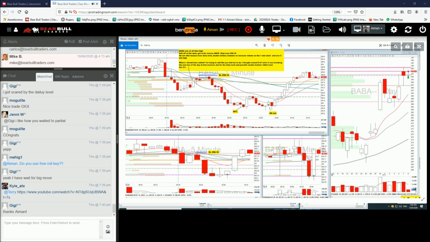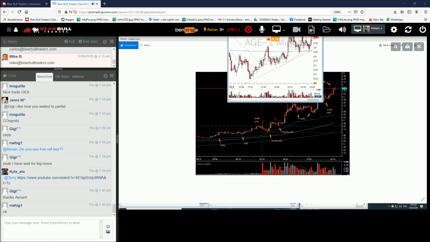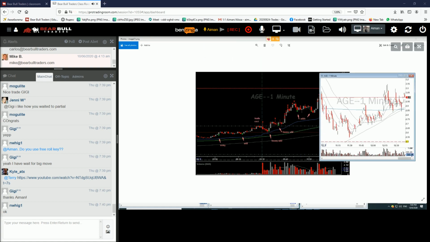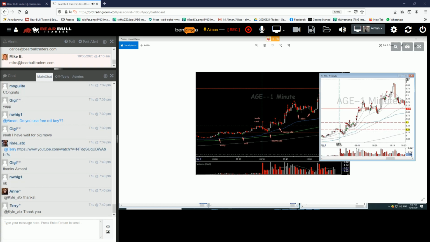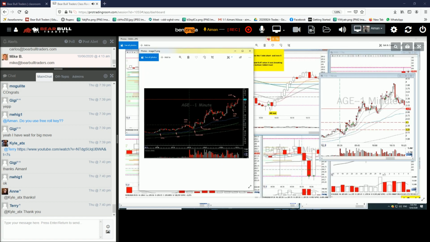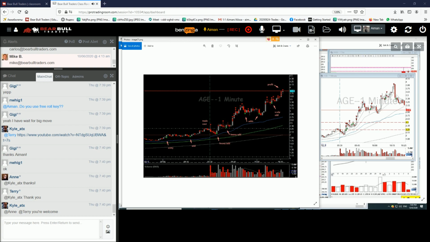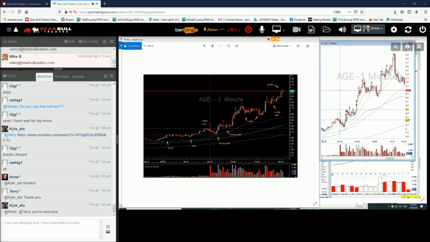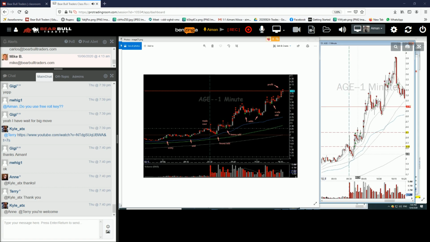So let's now take a look at another trade. This is Kaiser's trade, and I want to compare it to my trade on AGE, because I also traded AGE here. Kaiser definitely did a way better job on it. So this is my trade on AGE. This is Kaiser's trade. So what Kaiser did is he used this.